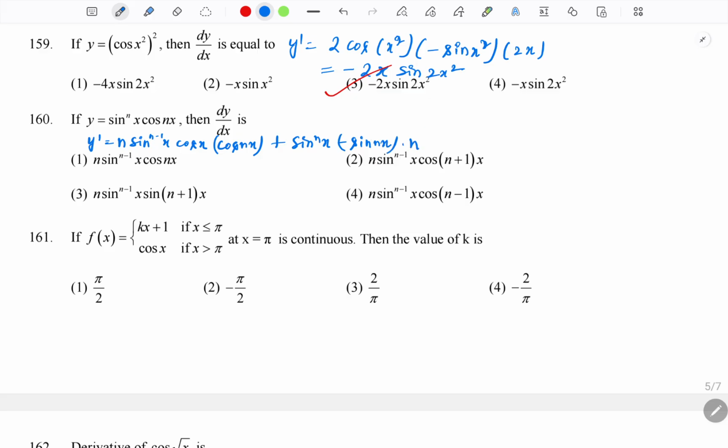So what is your observation, students? Here n is n sin power nx. Here n is also sin power nx. Here n minus 1 is not there, sir. So I will multiply here inside, then we will get answer one. So if I take n sin power n minus 1 x outside, then what is remaining here? Cos nx into cos x minus sin nx.